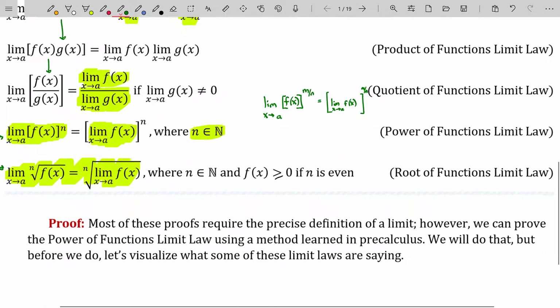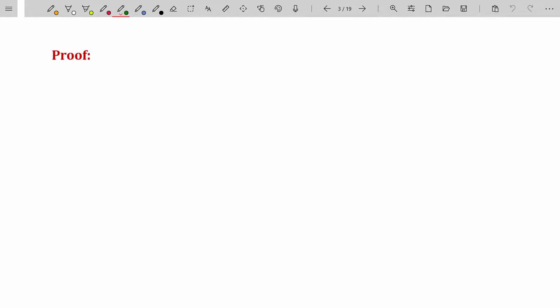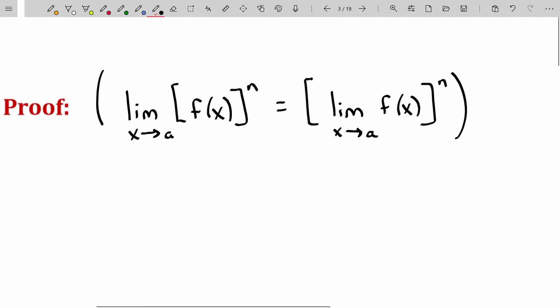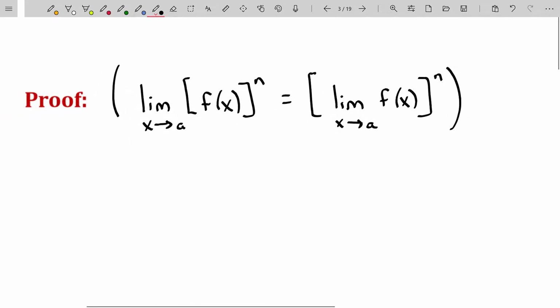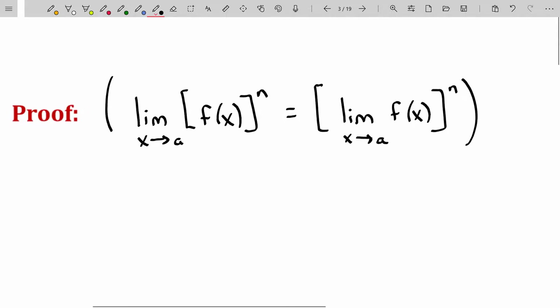And down below, I talk about the fact that we cannot prove them right now with the mathematical technology that we have. There is one that we can get away with proving. And this proof is for the power of functions limit law. And I got to tell you that it is so important to follow this proof because there's a proof style in here that's necessary for calculus. You learned it, or should have learned it, in your pre-calculus course. It is called proof by mathematical induction. So this is the theorem we're going to prove right here. It's the power of functions limit law. And remember, n is supposed to be a natural number, so that's what we're going to assume here.